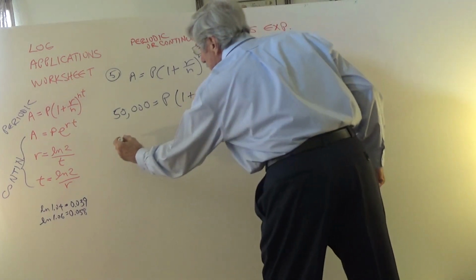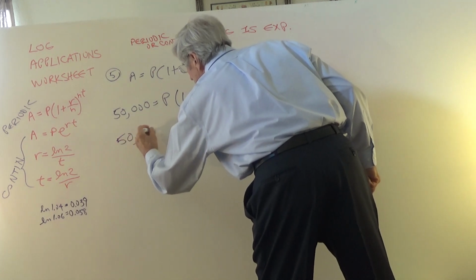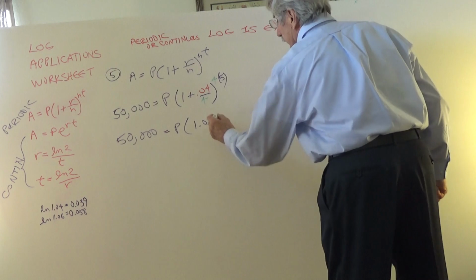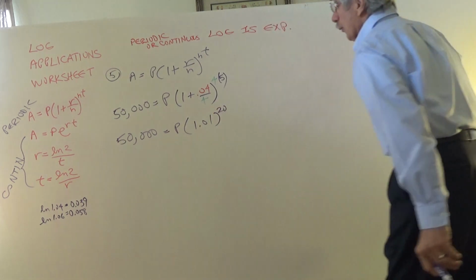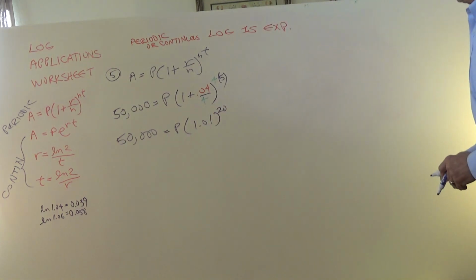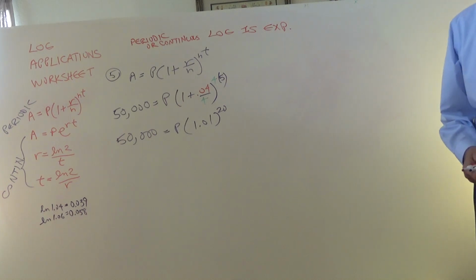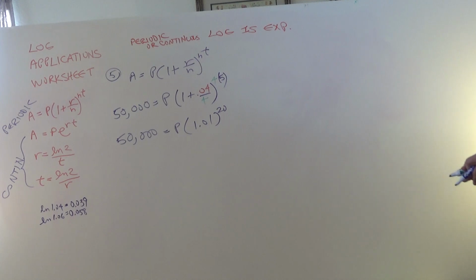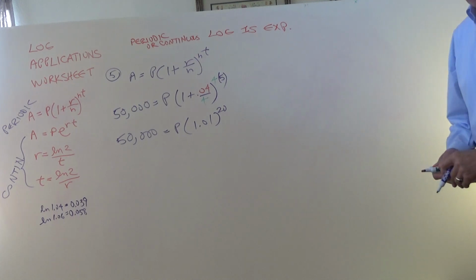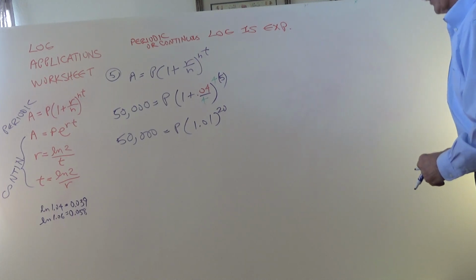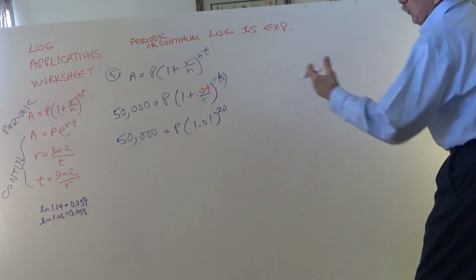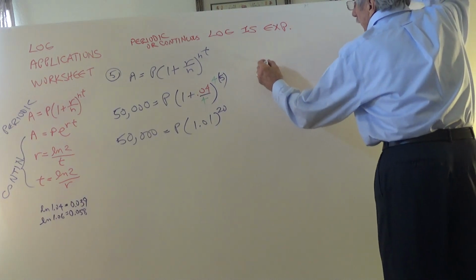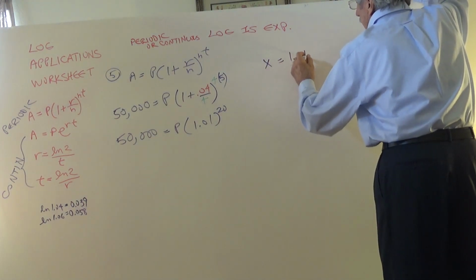So what we're looking at is this: 50,000 is equal to P times 1.01 to the 20th power. That's not 20 times 1.01. It's 1.01 multiplied 20 times. It's really tough to do, probably with a calculator if you knew the right functions to use. We're going to do it without a calculator. What is that 1.01 to the 20th? Don't know, so I'm going to call that x. x is 1.01 to the 20th.